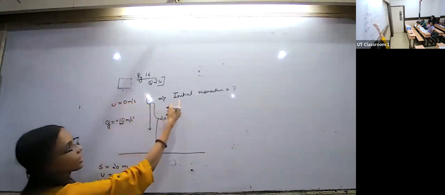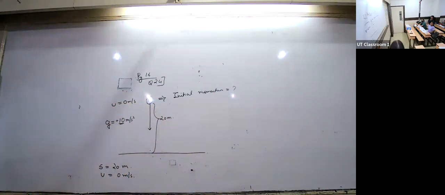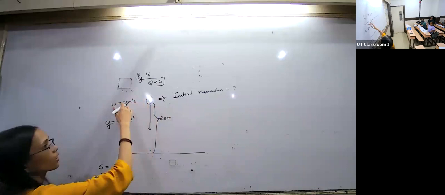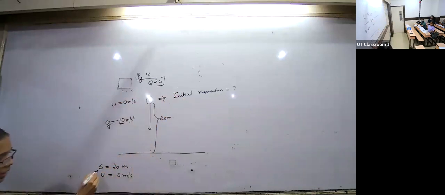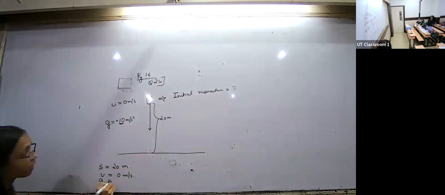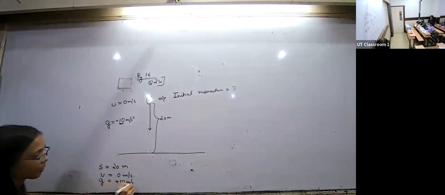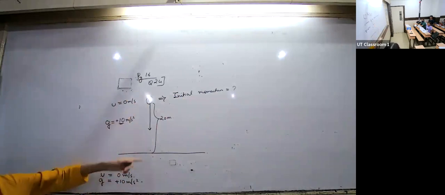Seeing this, you have already got the answer to the first question. What is the first answer? 0. Because initial momentum is mass into velocity. 0. Done. Now at this point we go straight ahead. S is given, u is given. What are they asking me to find? Final momentum. I know g also. So g is also given, plus 10 meter per second square. They are asking me what is the final momentum. What is the formula for momentum? Mass into velocity. So I know mass does not change while falling. Velocity only has to be found out.